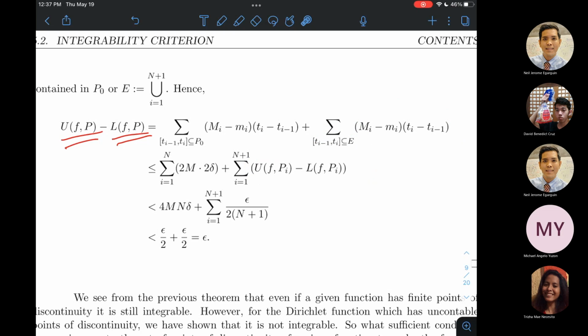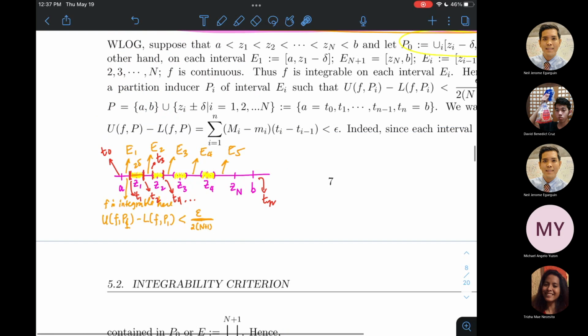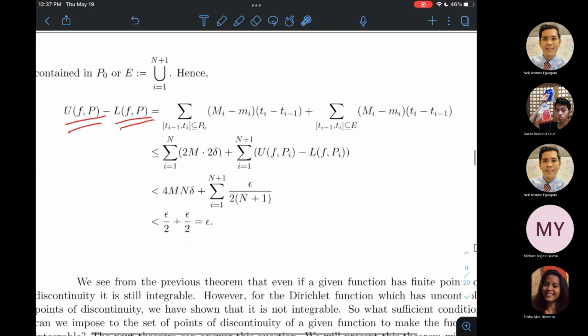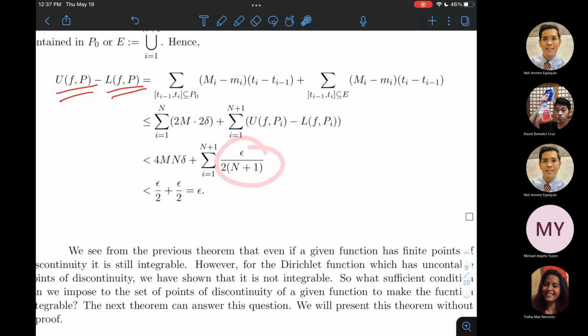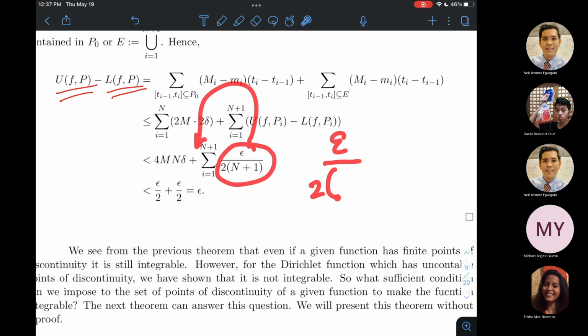Tapos alam na natin yon, na-compute na natin yan, bawat isang yan ay hindi lalampas ng epsilon over 2 sub n plus 1. Remember? Pinili ko yung p sub i to be no more than epsilon over 2 times n plus 1. Kaya siya lumabas dyan. Tapos ito ay independent ng i, so lalabas siya dyan. So magiging ang sum niya lang ay epsilon over 2 times n plus 1. Tapos there would be n plus 1 of them.